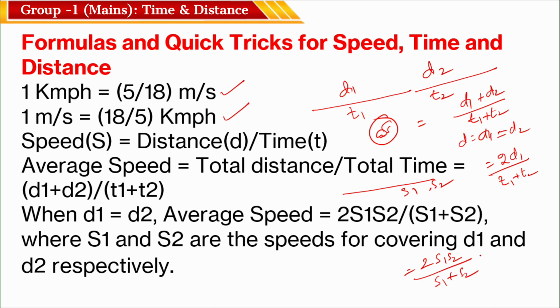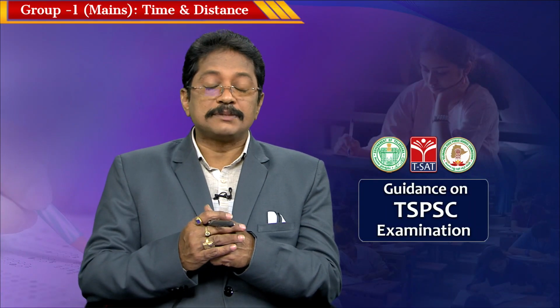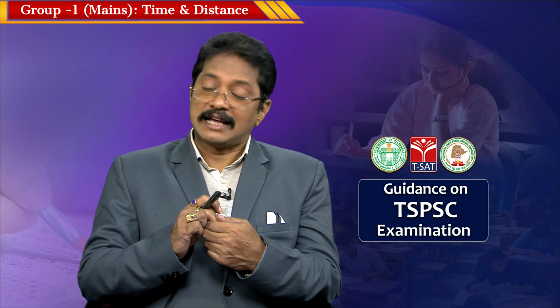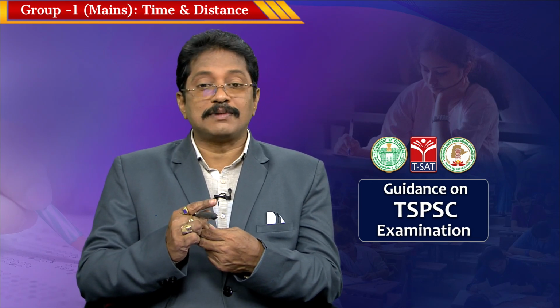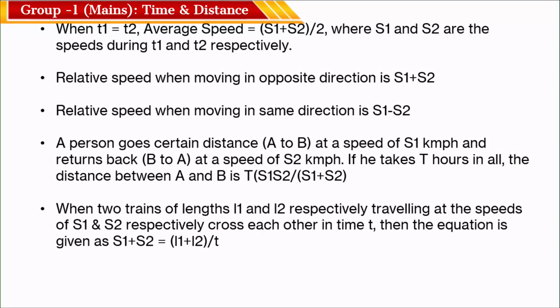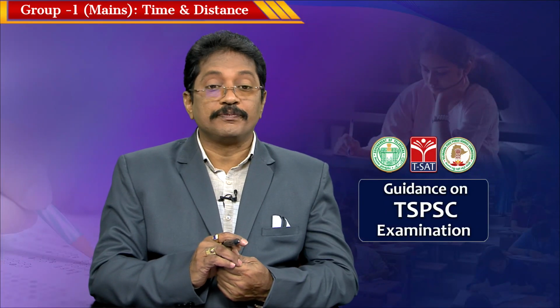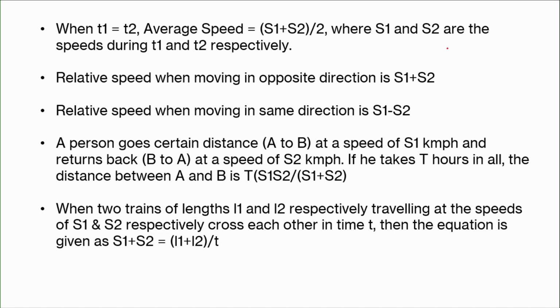This is one more very important formula. Do you understand here? So, if the same distance is travelled with s1 speed and then s2 speed, then the average speed of the vehicle is 2 s1 s2 by s1 plus s2. Okay. Now, when the time t1 is equal to t2, the times are equal, then the average speed is simply s1 plus s2 by 2. This is very, very important.